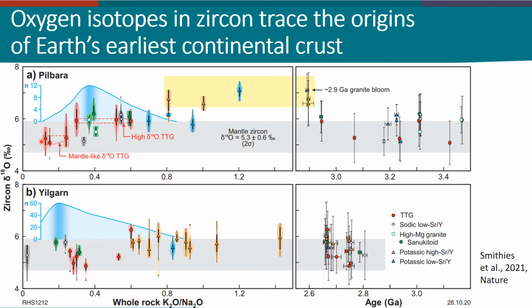These primitive TTGs did not require the strong incompatible trace element enriched source, which is required by average TTG. By contrast, more potassic evolved TTGs required a source enriched in both water derived from the hydrosphere, evidenced by their elevated delta-18 oxygen values, and in incompatible trace elements, which are linked to the introduction of hydrated magmas such as sanukitoid, represented by these green circles. Sanukitoid was formed by melting of metasomatized mantle lithosphere.